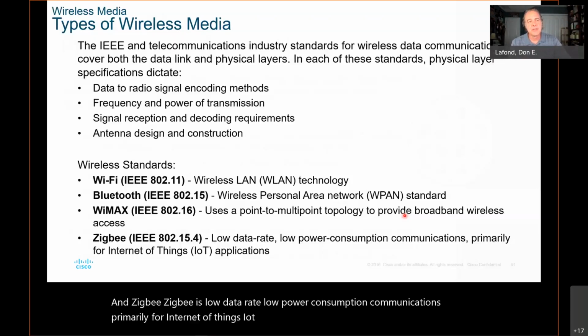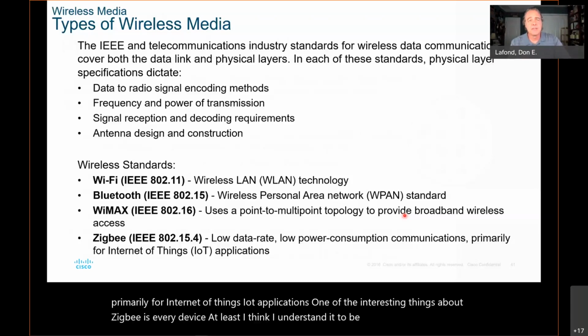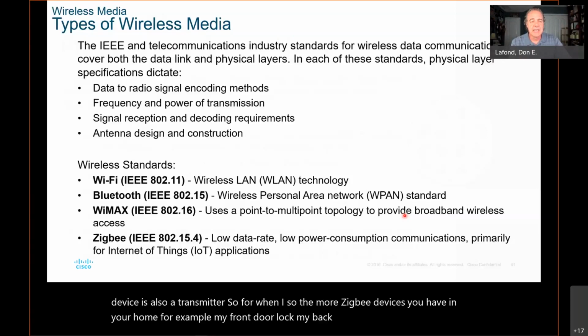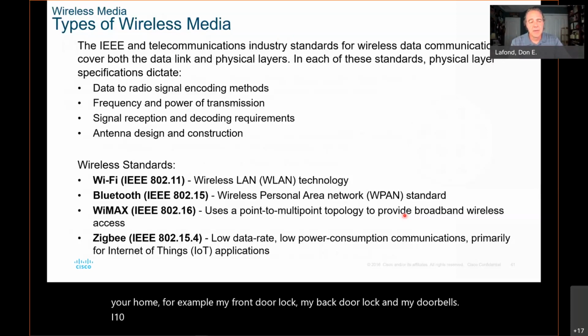One of the interesting things about Zigbee is, at least I think I understand it to be this way, every Zigbee device is also a transmitter. So the more Zigbee devices you have in your home, for example, my front door lock, my back door lock, my doorbells, and my thermostat are all Zigbee, and they all transmit the Zigbee signal. So they create their own mesh.